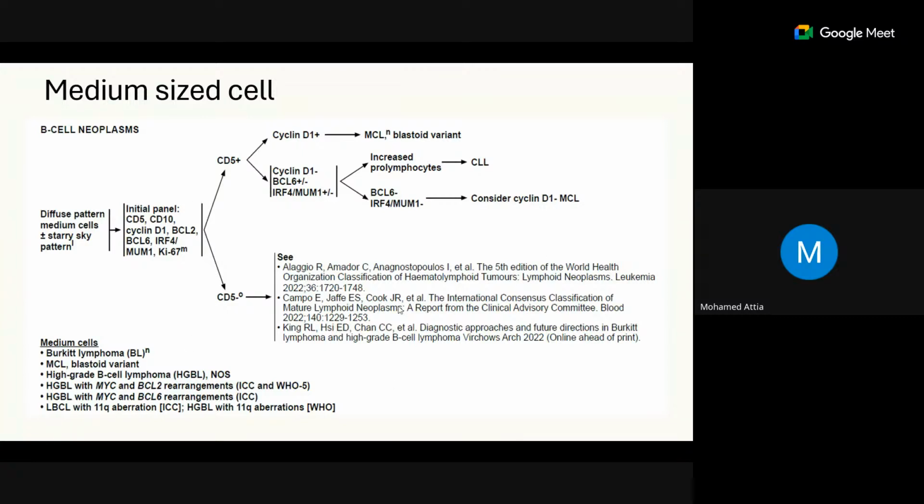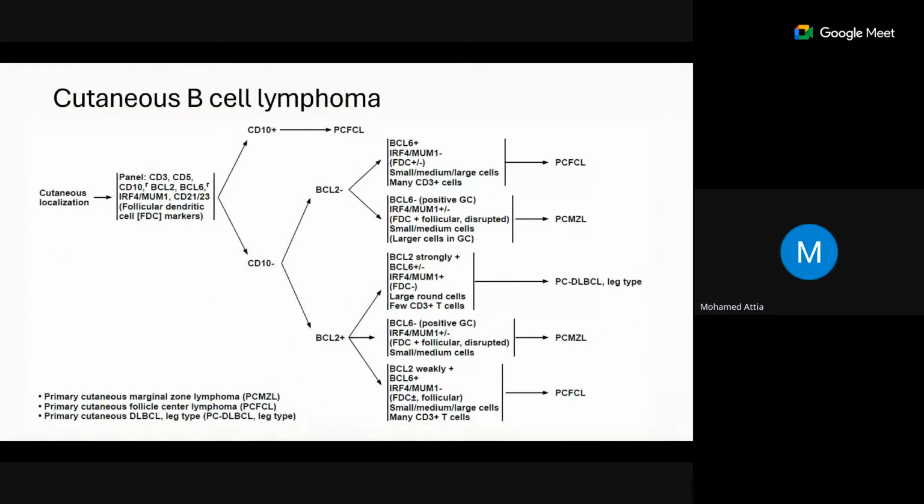The CD5 negative medium-sized cells are something between Burkitt's and some kinds of diffuse large B-cell lymphoma. It is not our discussion today, but we are now discussing only the CD5 positive cells, and it is not a CLL, it is a mantle cell lymphoma.